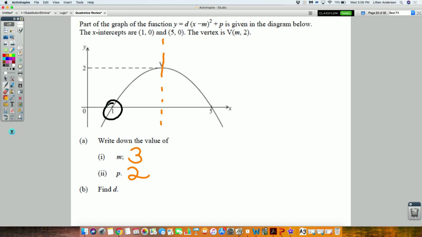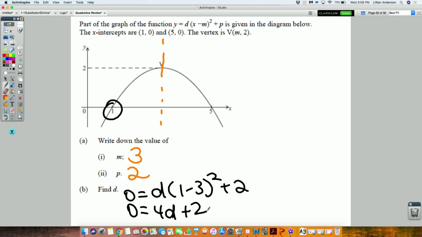Let's use that one. So then that is 0 equals D times 1 minus 3 squared plus 2. This gives me 4D plus 2. Negative 2 equals 4D, so D is negative 1/2. You guys get that? I got negative 1. Because you've got to subtract over the 2. Oh, yeah. Questions on either of these?